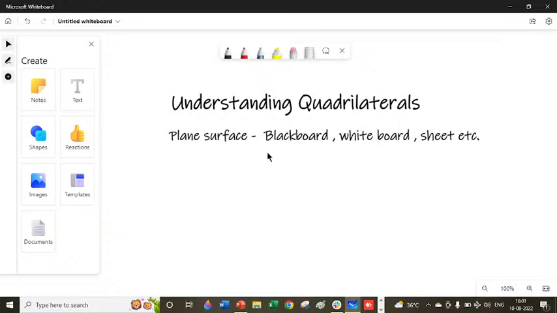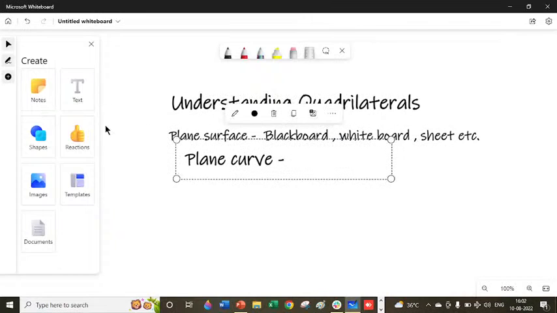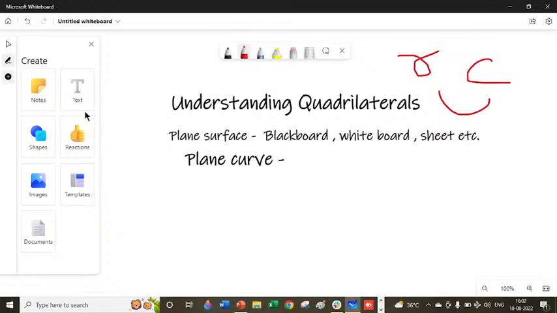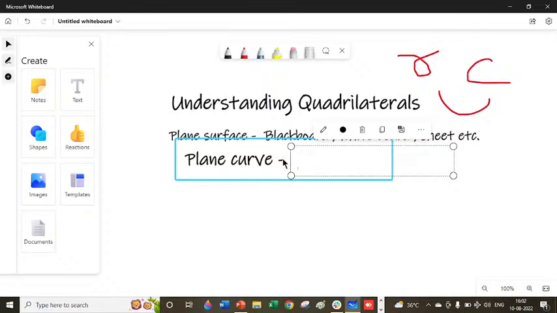Now we are moving towards the second part, that is plane curve. So we need to know what is a plane curve. A curve is a line that is curved in shape. So your curves can be like this, like this, like this. These are all called a curve. But here in understanding quadrilaterals, we have to make sure that when we join a number of points without lifting a pencil from the paper and without retracing any portion of the drawing other than single points, that is known as a plane curve.